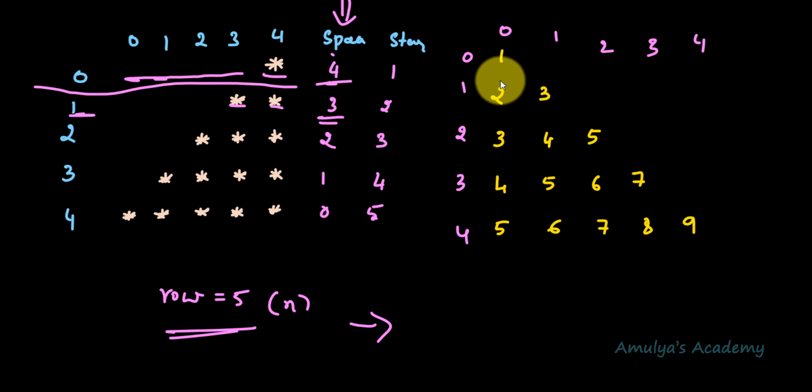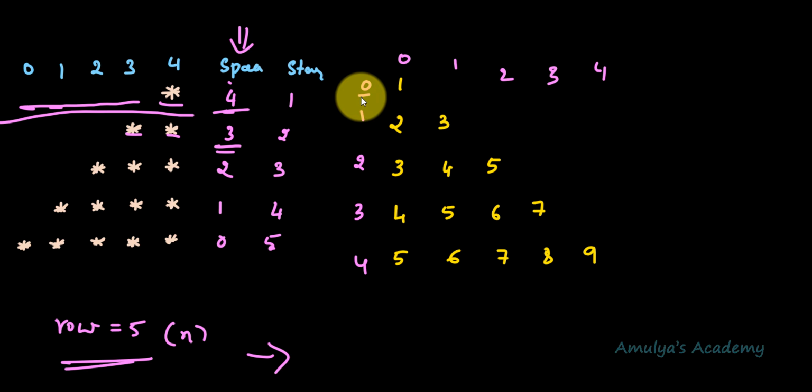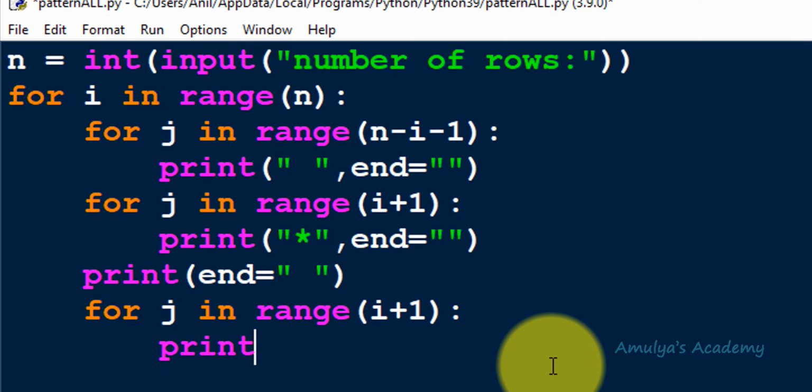That's why I'll just take one for loop to print number. So here I'll take for loop, for j in range. I want i plus 1 numbers in every row, because here we can see when i is 0, we want 1 number. When i is 1, we want 2 numbers. When i is 2, we want 3 numbers. When i is 3, we want 4 numbers. That is nothing but i plus 1 value, right? And inside this for loop, we need to print the number.